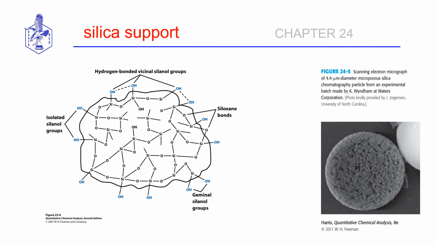The silica support, once again, is particles of amorphous silicon dioxide. Okay, so at the center of the particle, we have these alternating siloxane bonds, silicon, oxygen, silicon. That forms the basis of the core of the particle. Remember that these particles have to withstand high pressures of the mobile phase flowing over them.